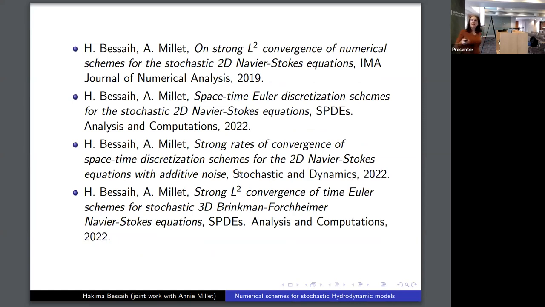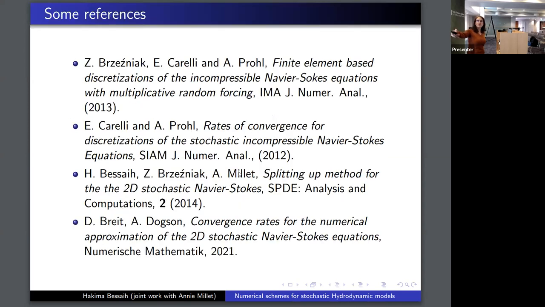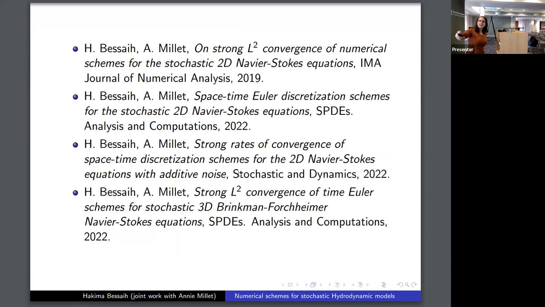Then with Ami, in 2019, what we did is that we did only the time, fully implicit, and we got strong convergence, with very good rates of order 1/2 minus, okay? This, by the way, is with multiplicative noise. All the results before, sorry about that, all these are with multiplicative noise. Multiplicative noise, linear, of course.